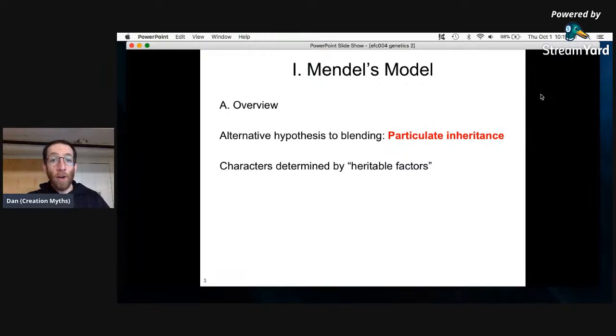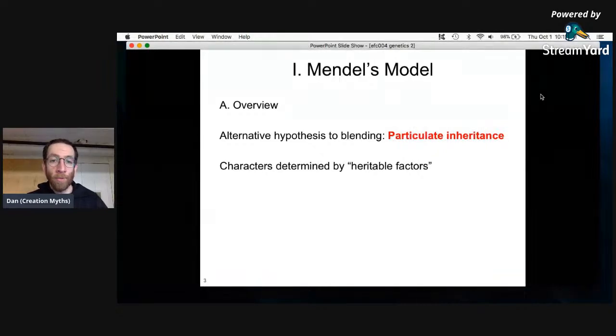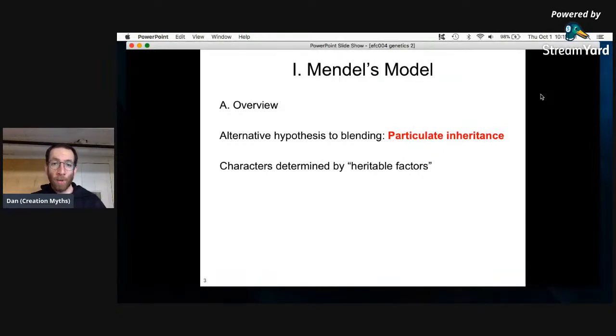So recall last time we talked about the blending hypothesis and why that's wrong. Today we're going to look at the alternative model that Mendel developed. That is the theory of particulate inheritance, where the characters are determined by what Mendel called heritable factors. That's his word, heritable factors.